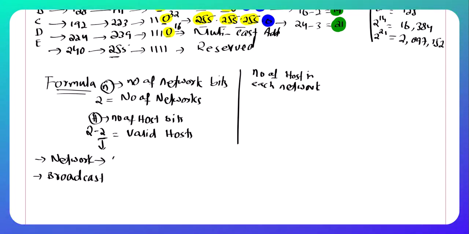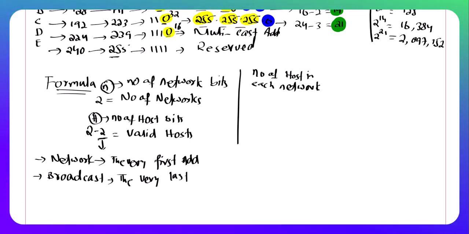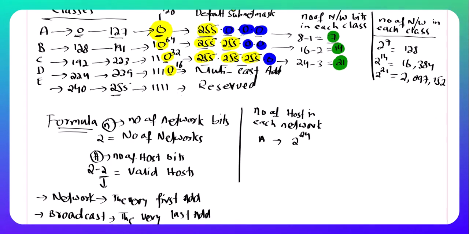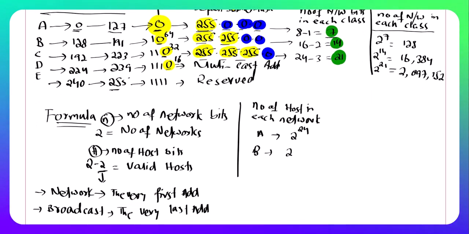Network means the very first address in a range, and broadcast is the very last address. We have to subtract them. So now come here, for class A, 2 power what? It's very simple. Come to these 3 octets, so 3 multiplied by 8 is equal to 24. For class B, 2 power 16. For class C, 2 power 8.